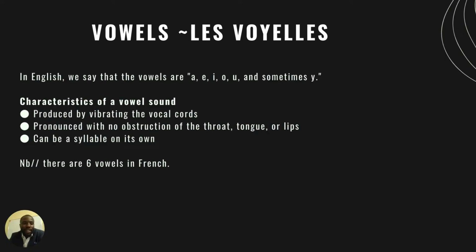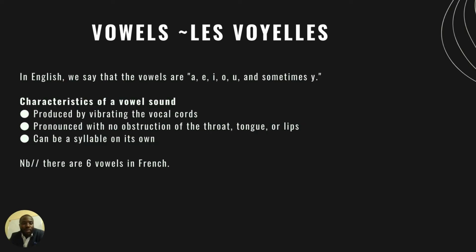And from the characteristics that we looked at for consonants, we said that there's a vibration or an obstruction of the lips, sometimes the tongue or throat. But when we're saying A, E, I, O, U, and sometimes what? Y, we don't have that obstruction. So that's why we have those characteristics of a vowel sound.